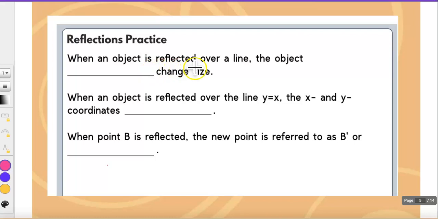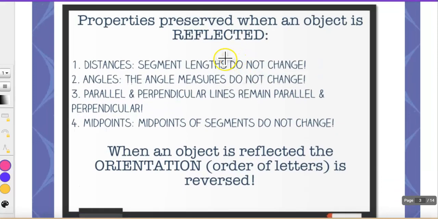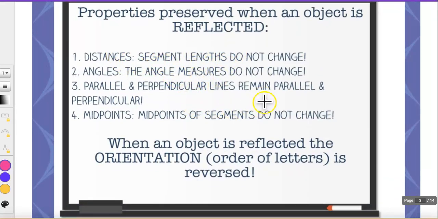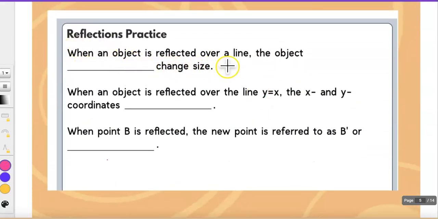When an object is reflected over a line, the size... now what happens over here is, we learned about reflection and these are our rules over here. What does the rule say? The rule says distance doesn't change, angle doesn't change, and nothing changes over here. So when an object is reflected over a line, the object does not change size. Okay, so it just remains the same dimensions. Now, the next one over here.